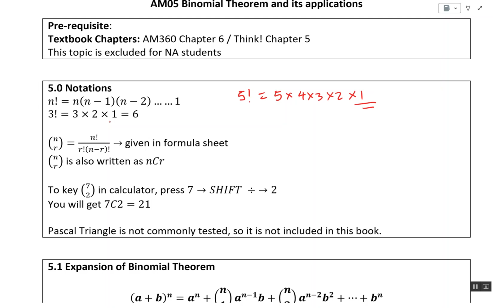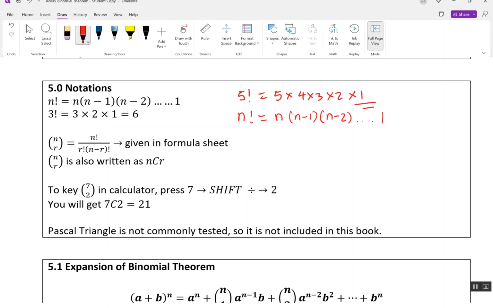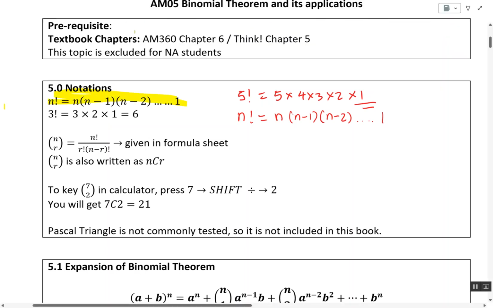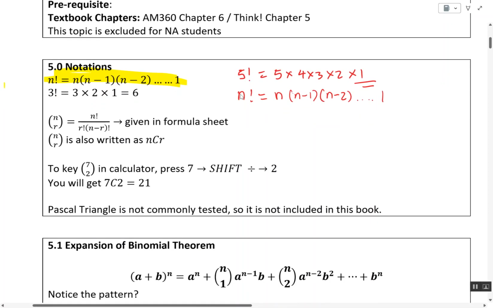Which is why for n factorial, we kind of say it's endless in a sense because we don't know what number n is. So it will be n itself, multiplied by n minus 1, then n minus 2, all the way to the last number of 1, which is how you get this form over here. For n factorial, don't be so concerned about it yet. We won't use it so commonly at the start. The one that I need you all to be familiar with is the one where there's a value given. Let's take a look at the next part.